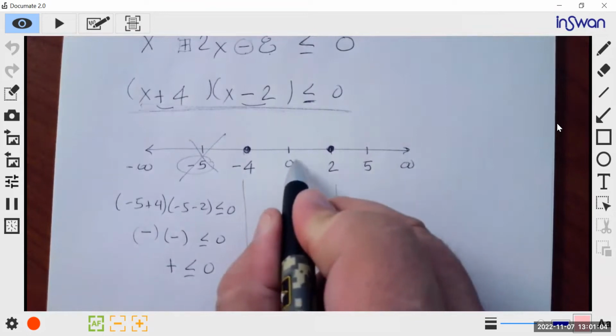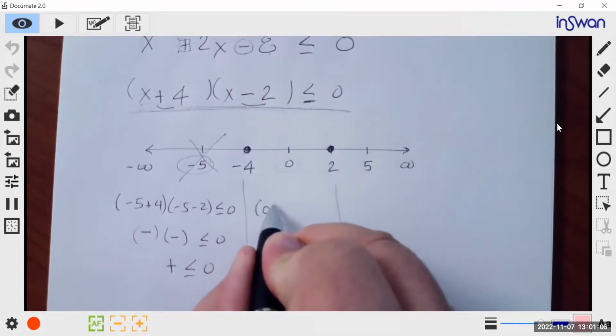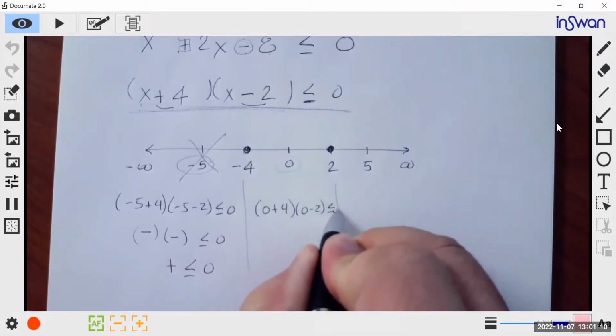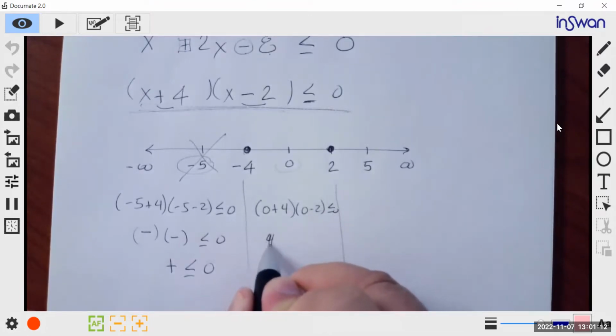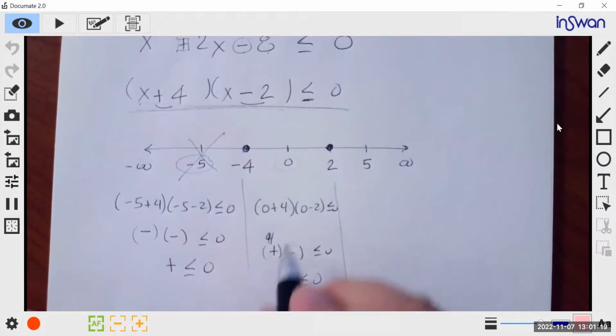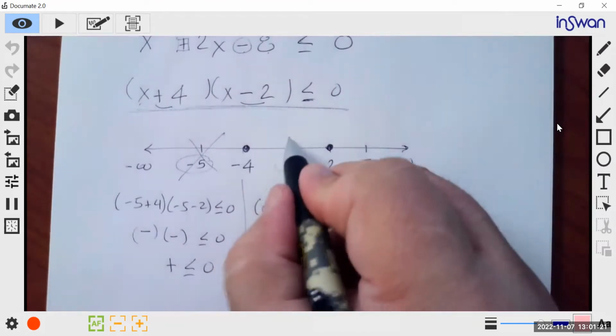So next one I use 0. 0 plus 4, 0 minus 2. So it's positive times negative, which is a negative. So that one works. So I can use those numbers.